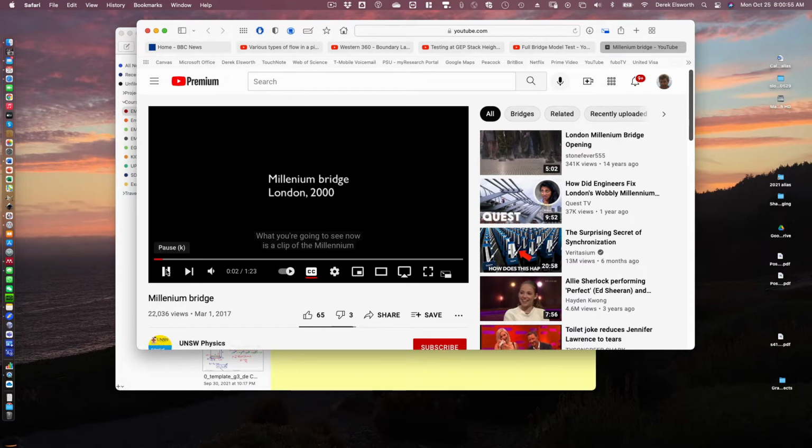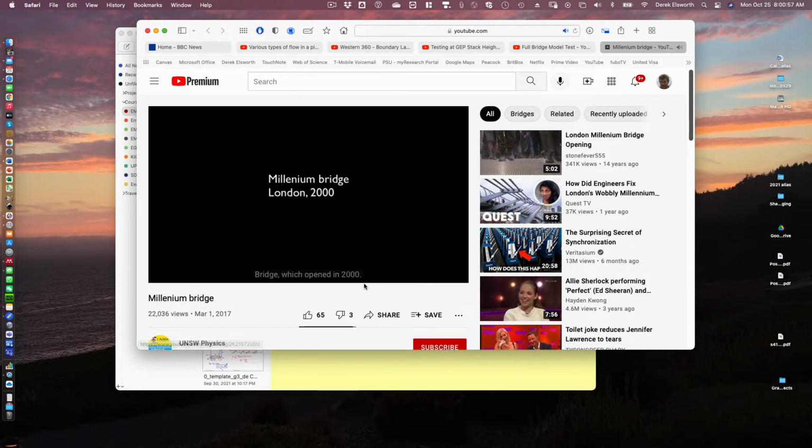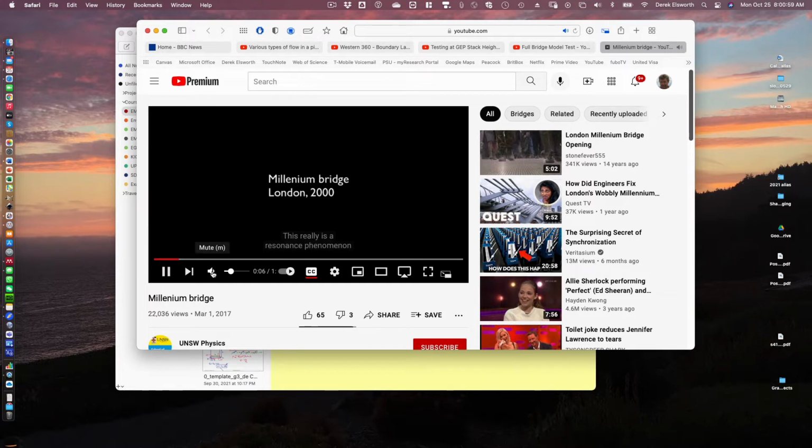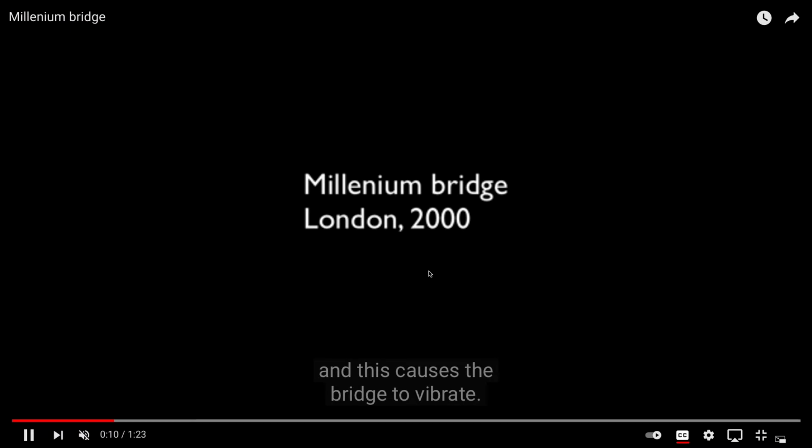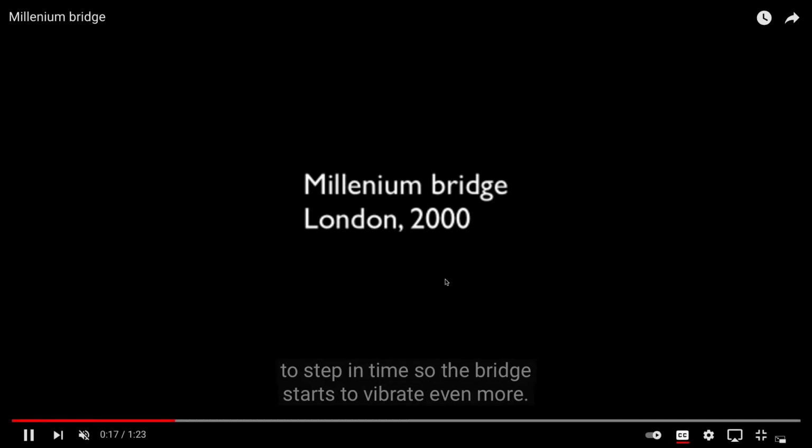This is the Millennium Bridge. I guess it was built in London 20 years ago, around the time of your birth on average, right? And I guess this has closed captions on it, but you'll see. So it's not completely, it's getting there.